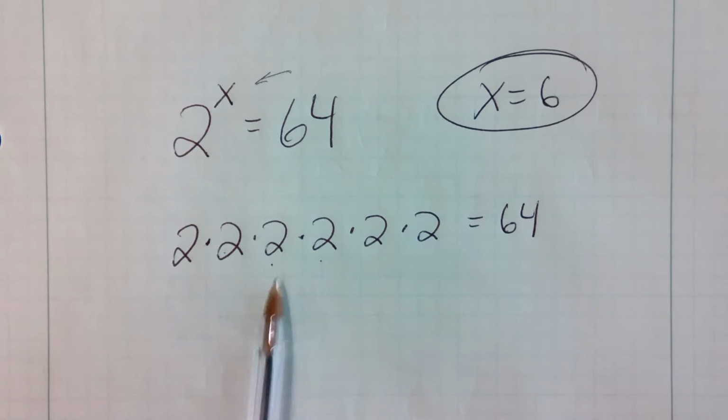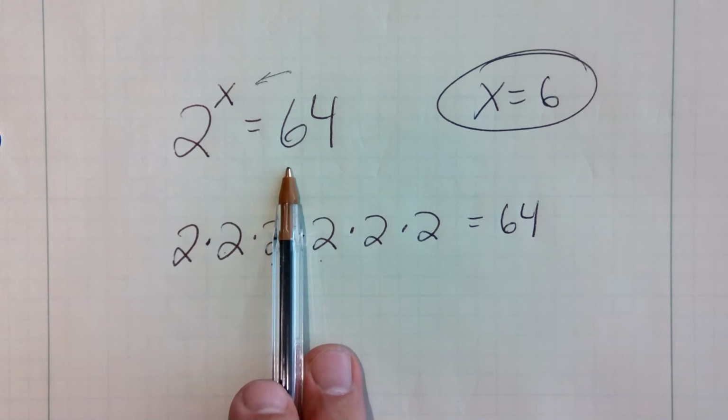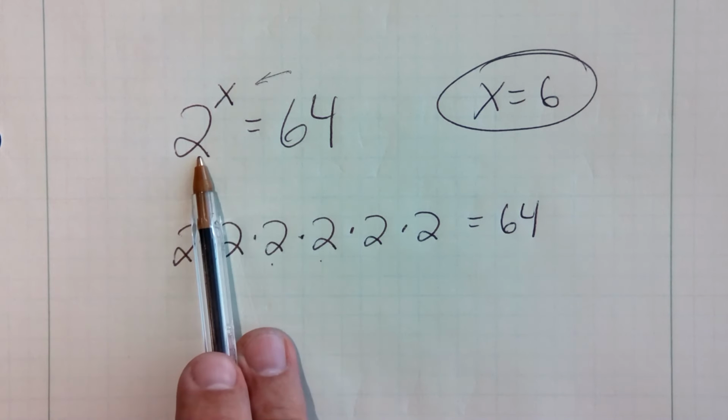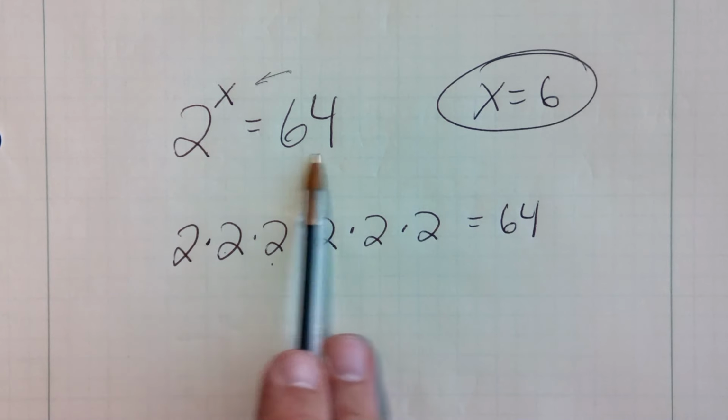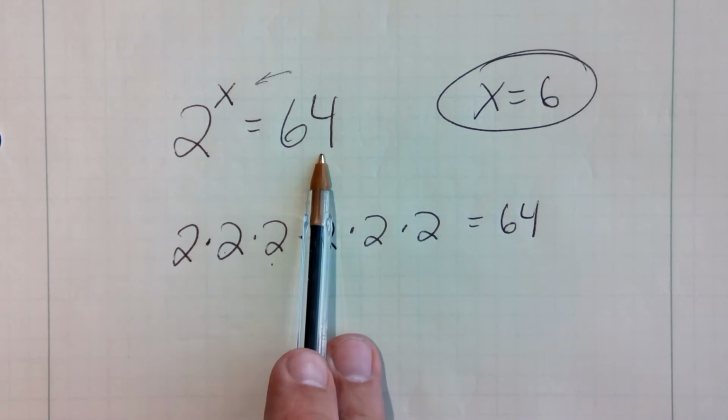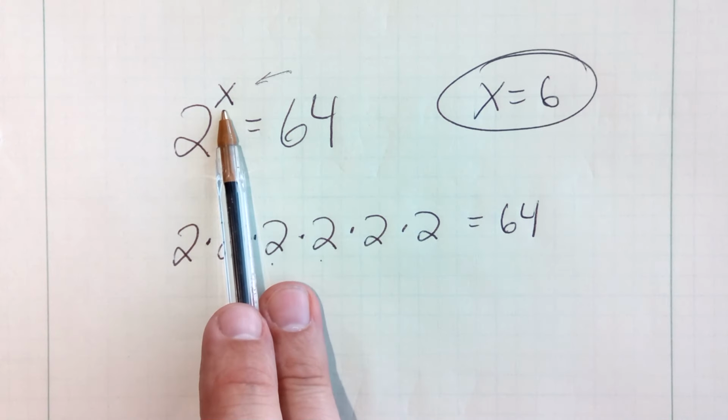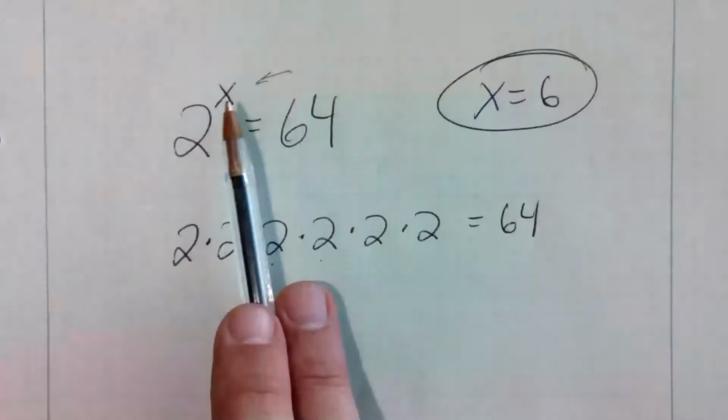So when you work on this exercise, just take the base, start multiplying it by itself until you reach this result, and then take the number of times that you did that, and that's your exponent. If it takes 6 times, your exponent would be 6.